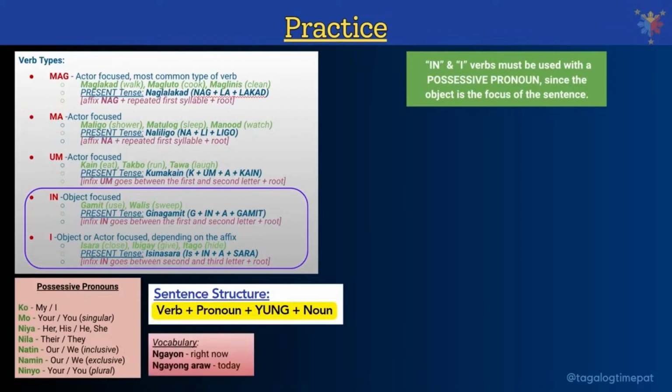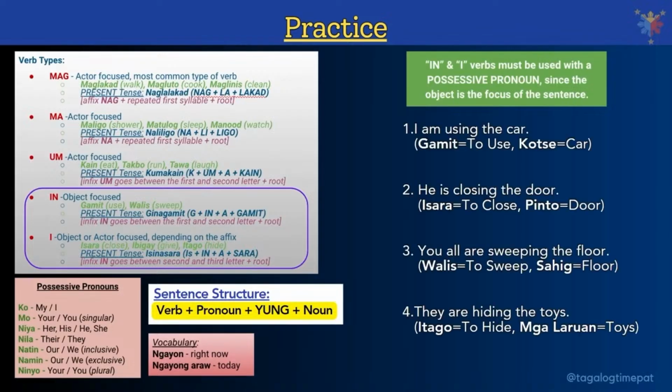And then again, here are some vocab words to indicate present tense. Ngayon means right now. Ngayong araw means today. And here are some examples. I am using the car, and I gave you some vocabulary words. Gamit means to use. Coche is car. Number 2, he is closing the door. Isara means to close. Pinto means door.